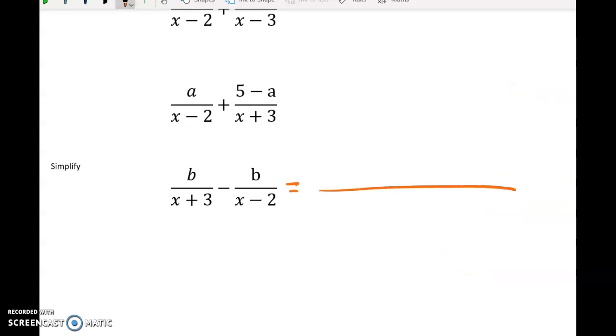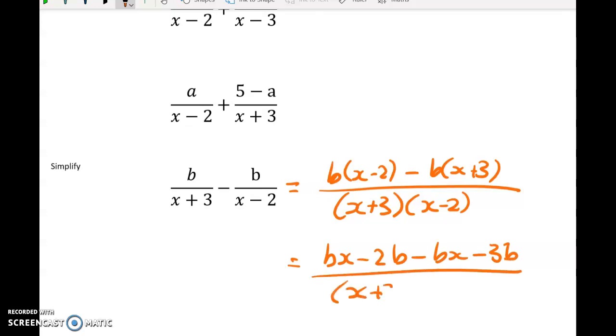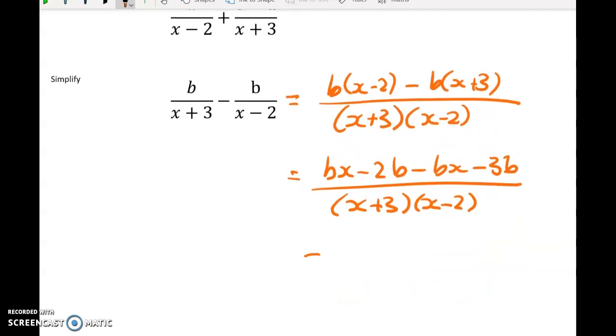Okay, same thing again, common denominator. This time it's going to be b times x minus 2 minus b times x plus 3, giving me bx minus 2b minus bx minus 3b. Which gives me negative 5b over x plus 3 times x minus 2.